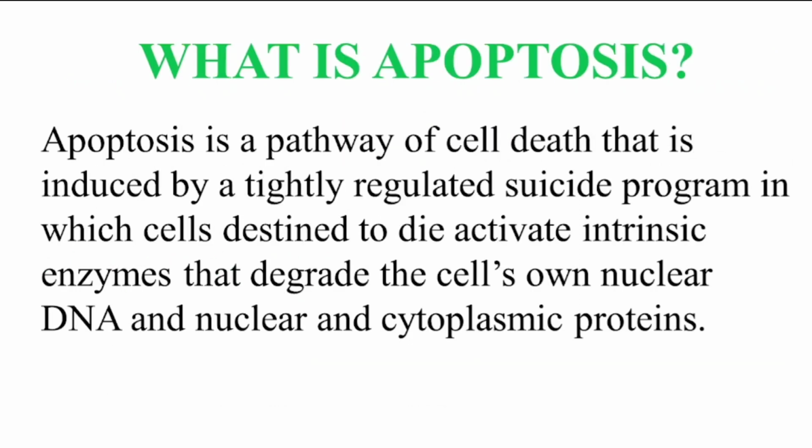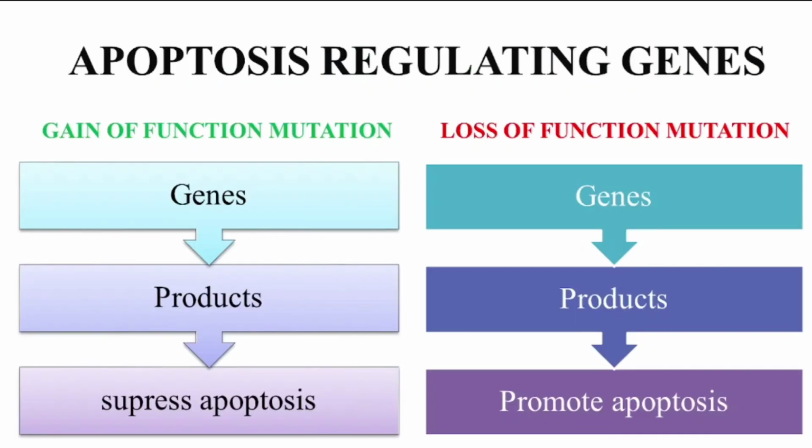Now let's study the apoptosis regulating genes. There are two types of apoptosis regulating genes. Some genes have products which suppress the apoptosis or cell death pathway. If something is suppressing apoptosis, it will lead to cell proliferation. Now there are some genes whose products promote apoptosis. If something is promoting apoptosis, it will not lead to cell proliferation.